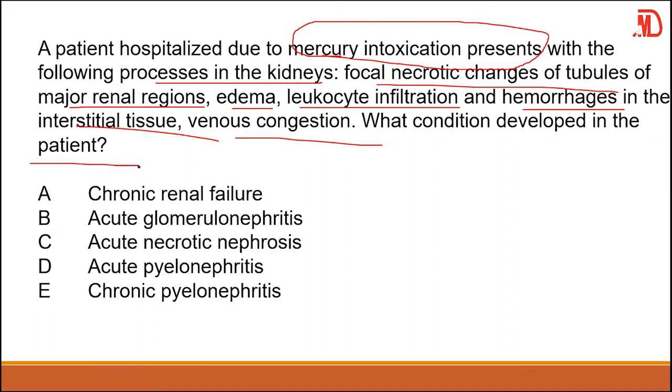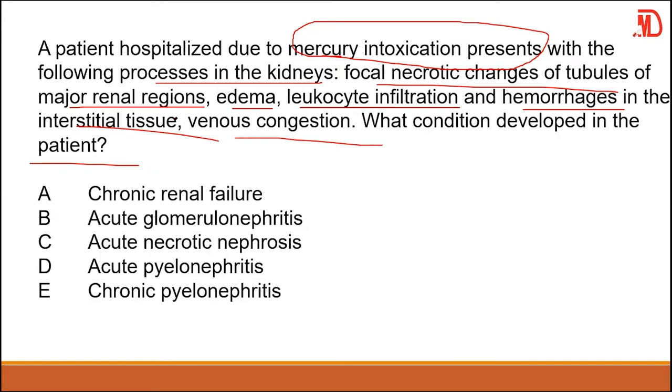Even without going through your answers, already you know that mercury intoxication can destroy the kidney. We don't have chronic, we have acute, because intoxication happens suddenly. So already we know you should be having acute renal failure, or AKI, that is acute kidney injury. But over here, now they've gone further. They tell us the exact part of the kidney which is affected.